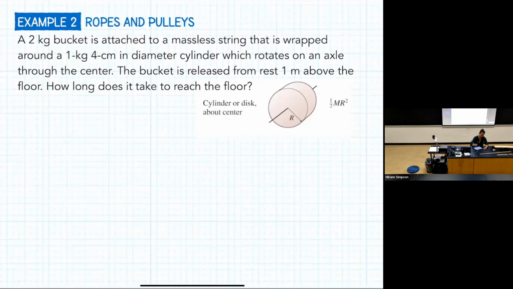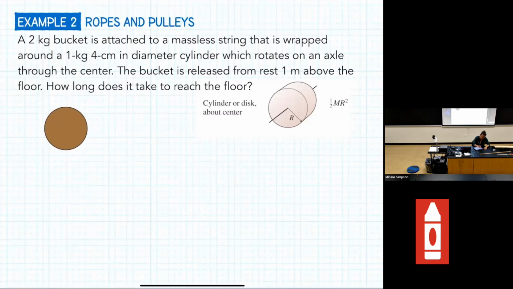Yeah, let's draw a picture. And since I'm not good at drawing cylinders, I'm going to draw a circle. You can imagine what that is. Okay, so here's our cylinder. It's funny, if I try to draw the circle better, it makes it worse. Okay.